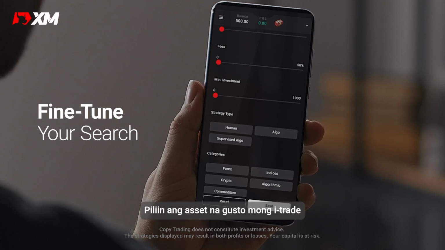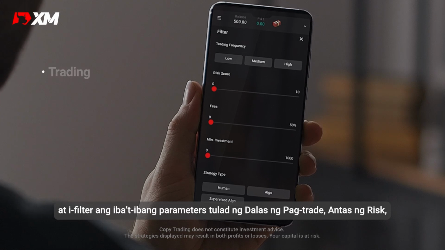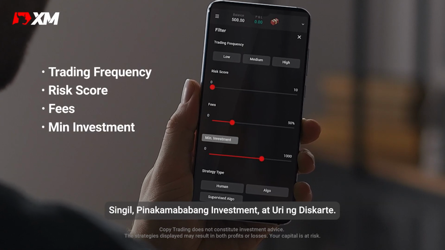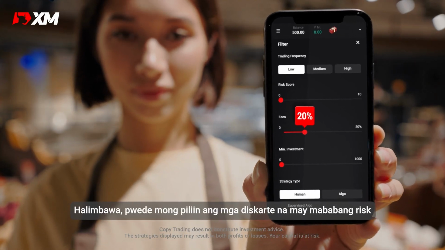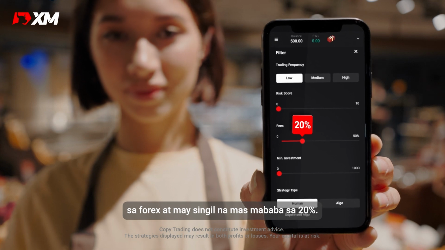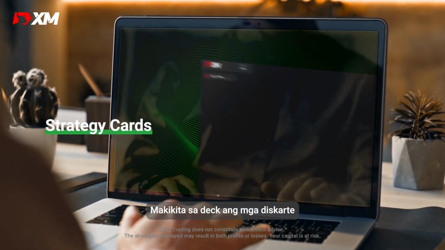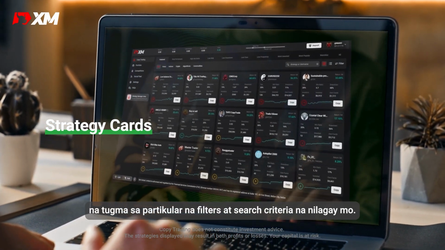You do this by choosing the asset you prefer to trade and then filtering by different parameters like trading frequency, risk score, fees, min investment, and strategy type. For example, you can select the low-risk strategies for forex that have a fee of less than 20%. The resulting strategy cards represent the strategies that meet your specific filters and search criteria.